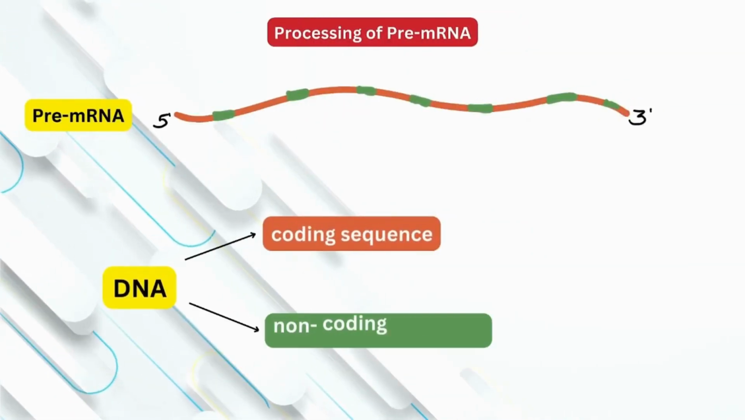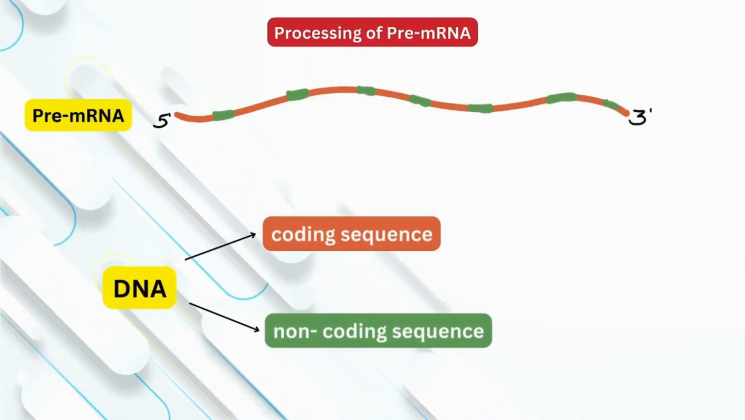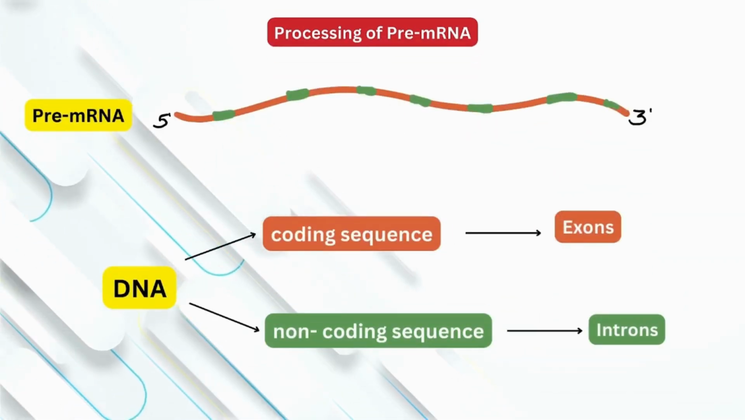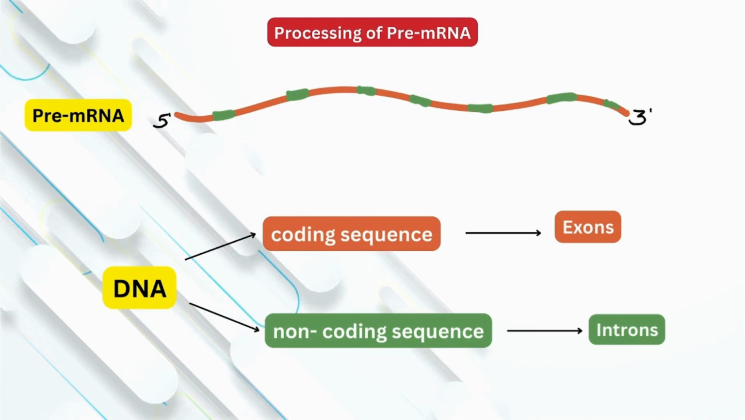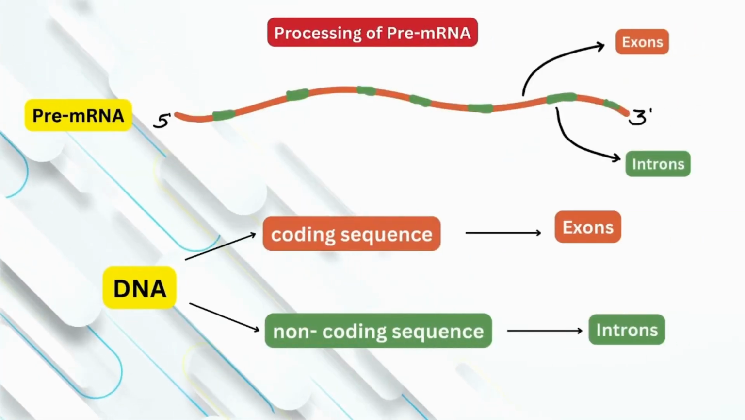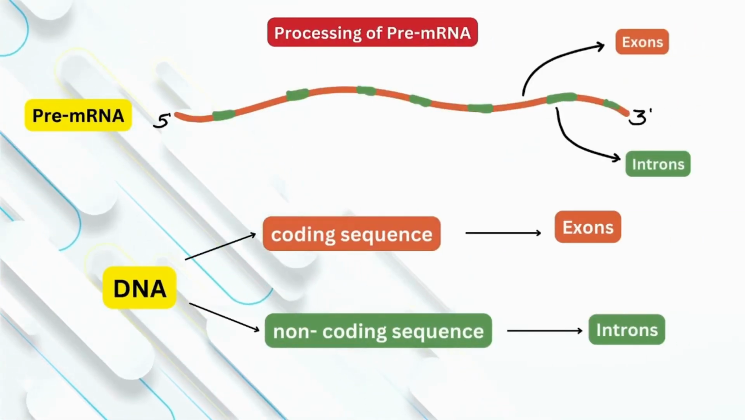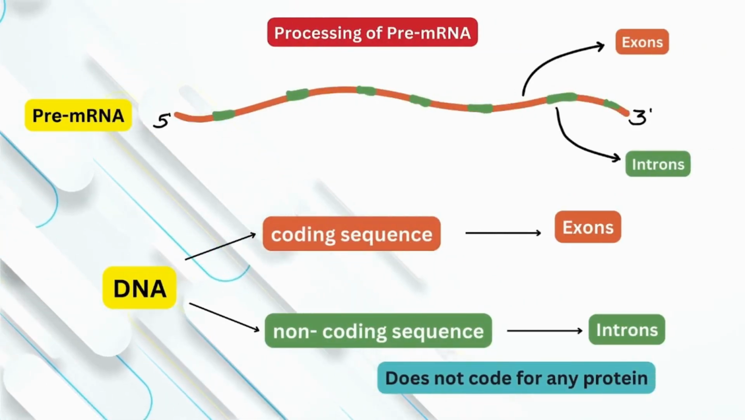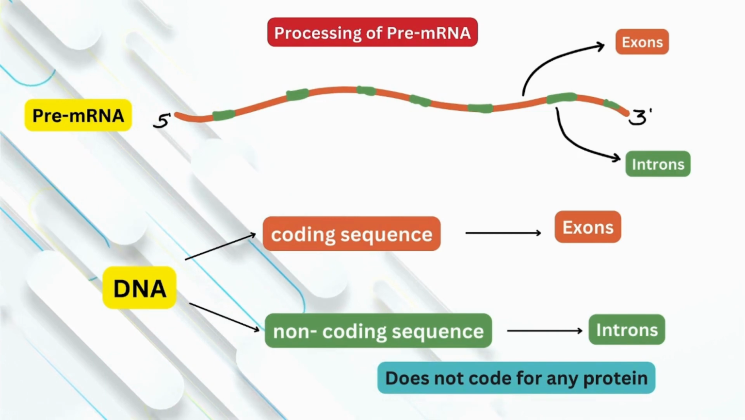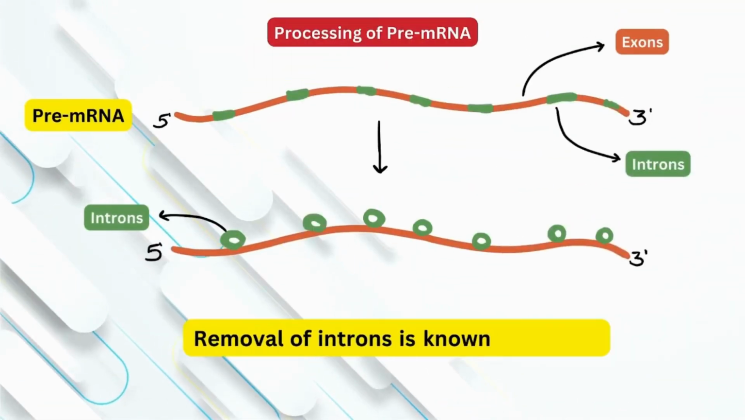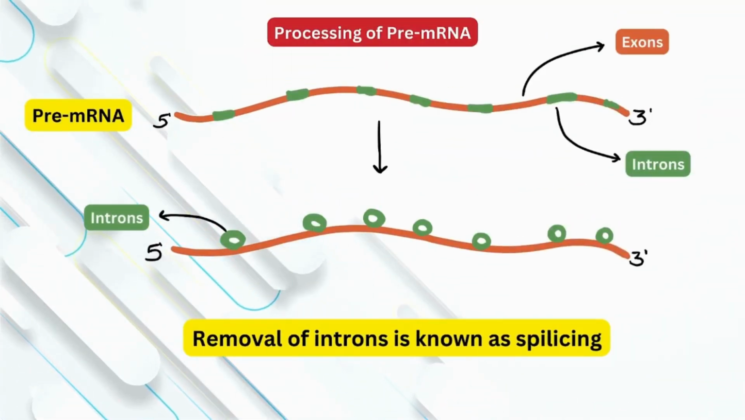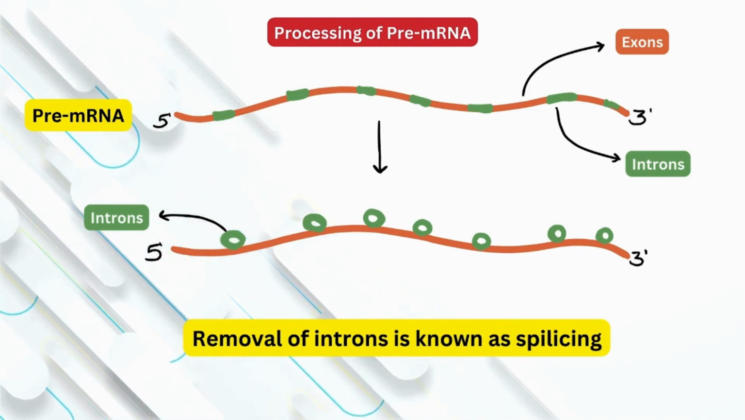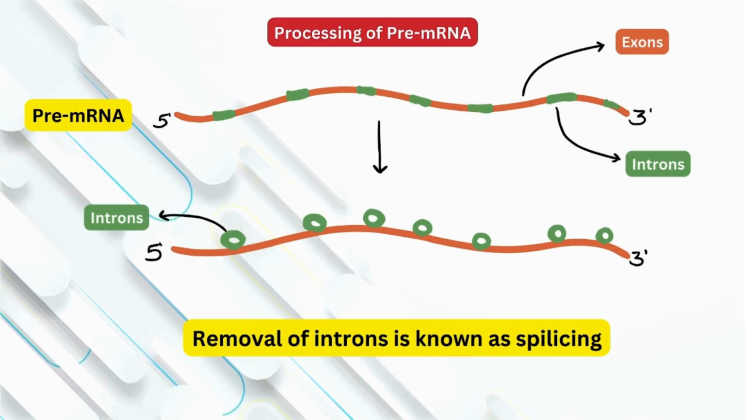As you know, DNA consists of coding sequences and non-coding sequences. Coding sequences are referred to as exons and non-coding sequences are referred to as introns. And introns do not code for any functional protein. As pre-mRNA is formed from DNA, it also has exons and introns. The removal of the introns during the processing of pre-mRNA is known as splicing, which is one of the most important post-transcriptional modifications in eukaryotes.